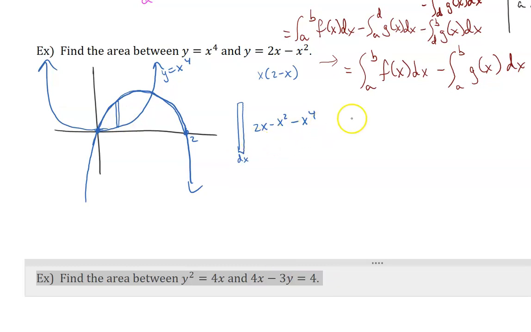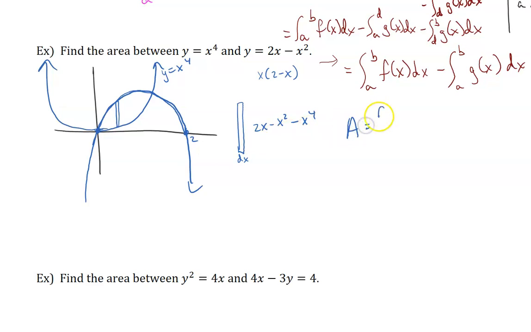So this tells me that into my integral, I'm going to have the difference between the functions: 2x minus x squared minus x to the fourth dx. And I do need to know what the intersection points are so I can get my a and b, the endpoints of the interval, for the limits. So I know I'm starting at zero and I need to figure out what this intersection point is.